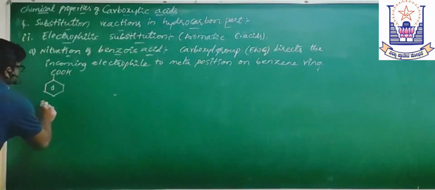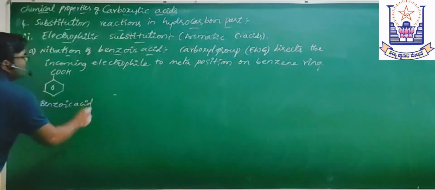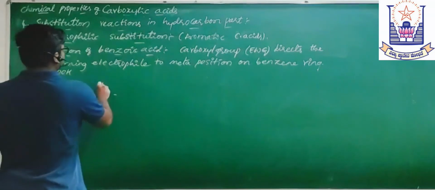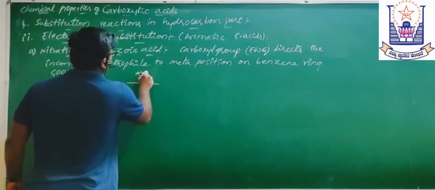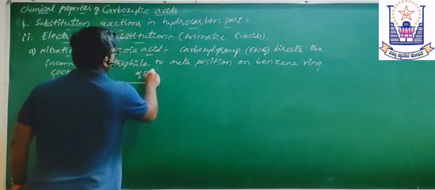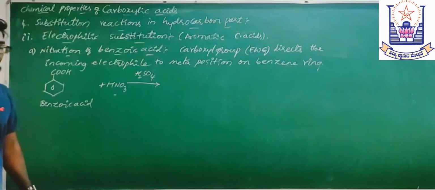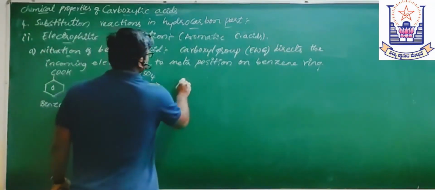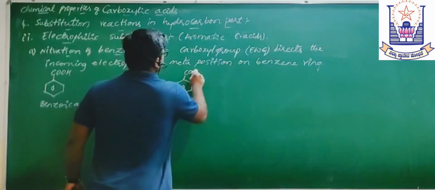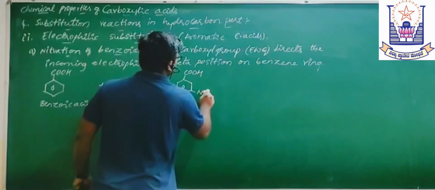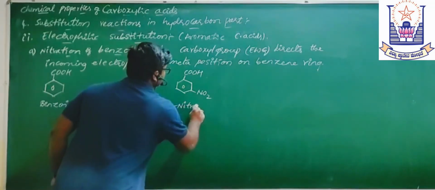This is benzoic acid. When it is treated with a nitrating mixture, that is a mixture of concentrated nitric acid and concentrated sulfuric acid, it will generate the electrophile NO2 plus ion, that is called the nitronium ion. Now you can see the meta-nitrobenzoic acid.